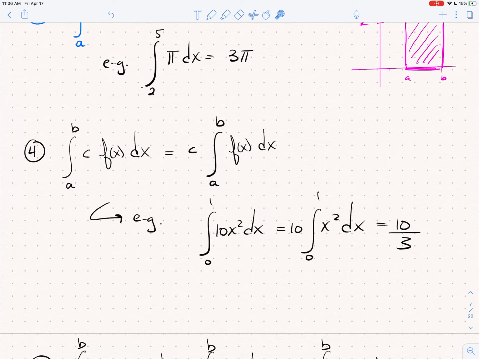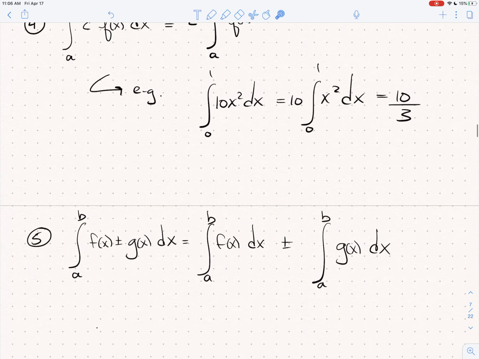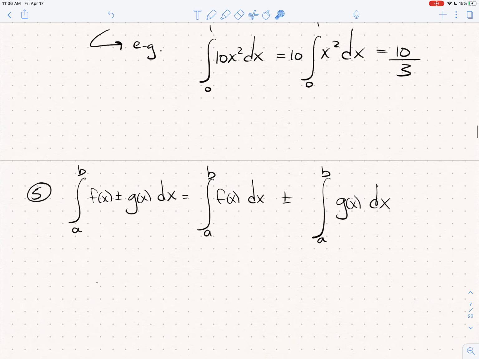So somehow this shouldn't surprise us one bit. Property 4, you can break integrals up over sums and differences. So if you have f of x plus or minus g of x, then you can integrate from a to b f of x plus or minus the integral from a to b g of x, which is really nice. So let's see an example of this.